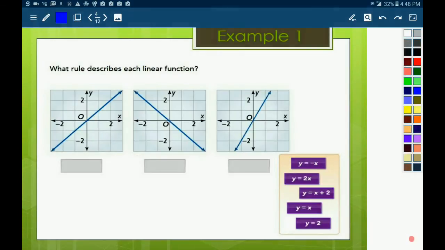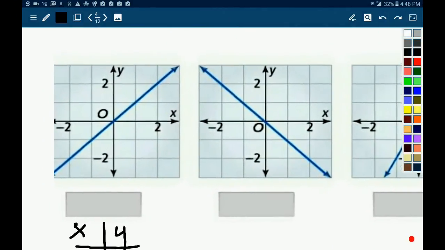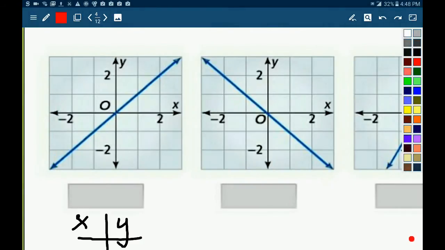So let's take a look at the first example. Here's our equation bank right here. They gave us some options to choose from. I want to know which equation describes each one of these graphs. So I'm just going to pull 3 to 4 points off of the graph, and then I'm going to see how I'm supposed to go from input to output. So I'm going to mark on the graph here some integer value points first.